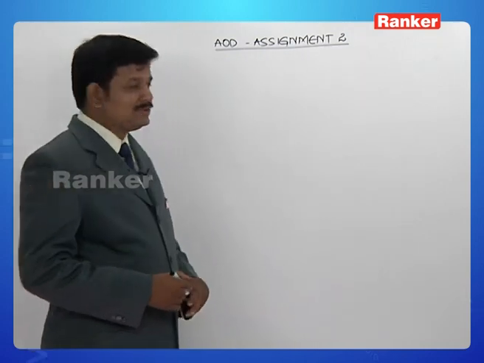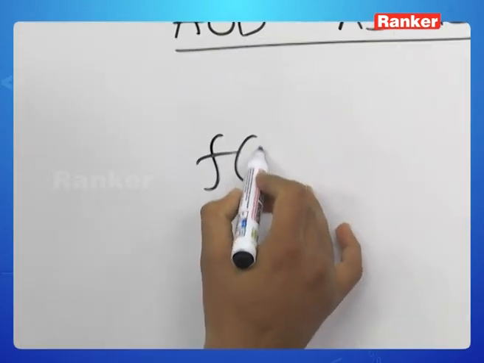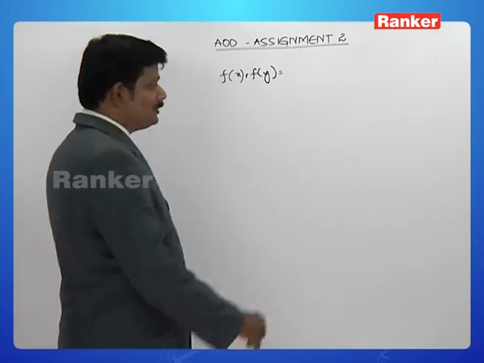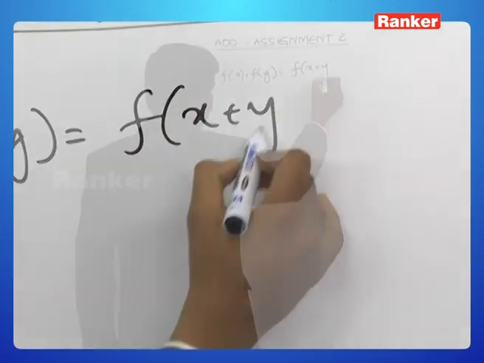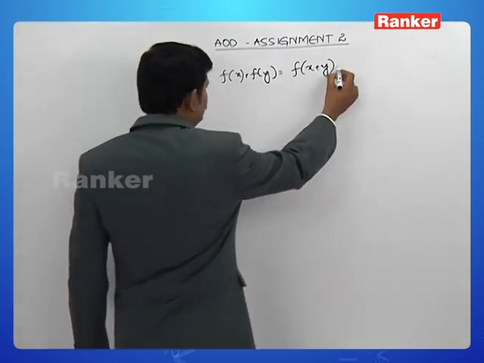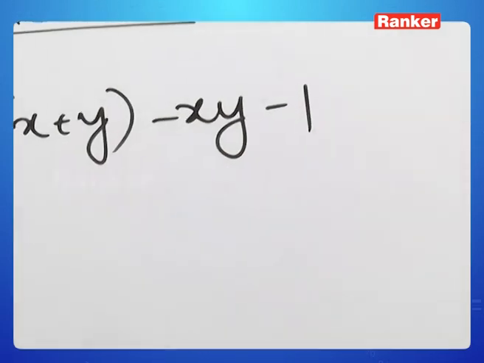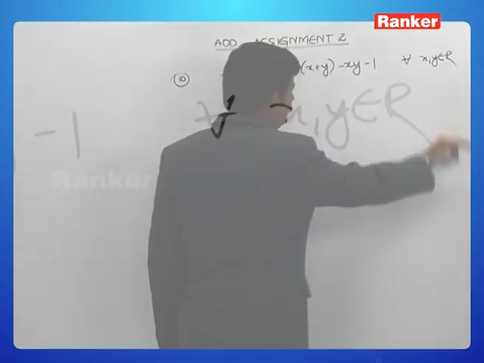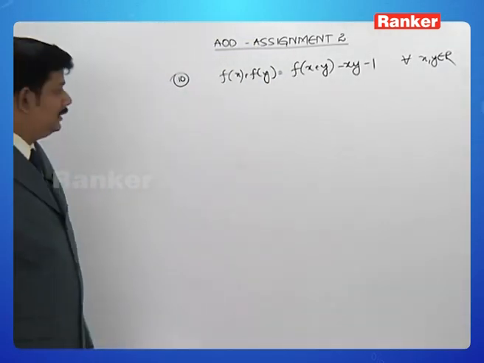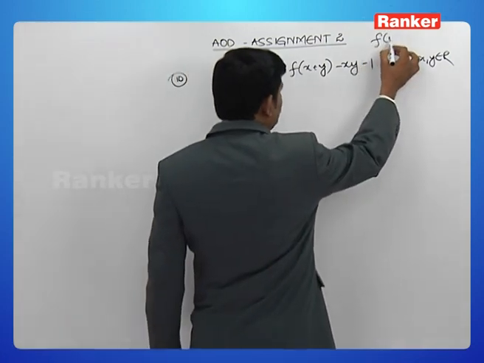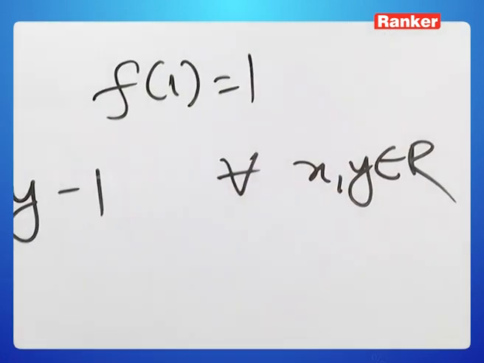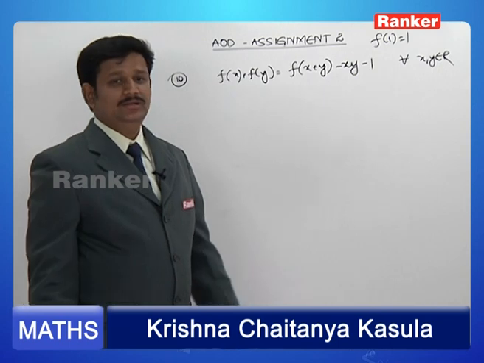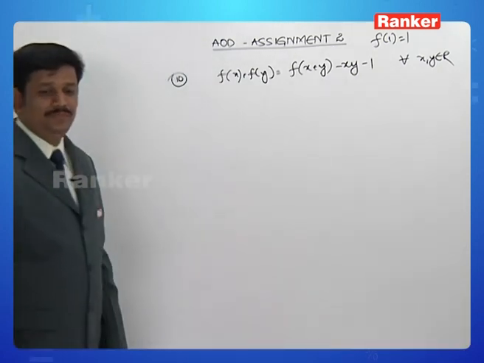So, we are given a functional relation f of x plus f of y is equal to f of x plus y minus xy minus 1 for all x, y belonging to R, and it is also given that f of 1 is equal to 1, and that f is a differentiable function, and we need to find for how many values of n f of n is equal to n.